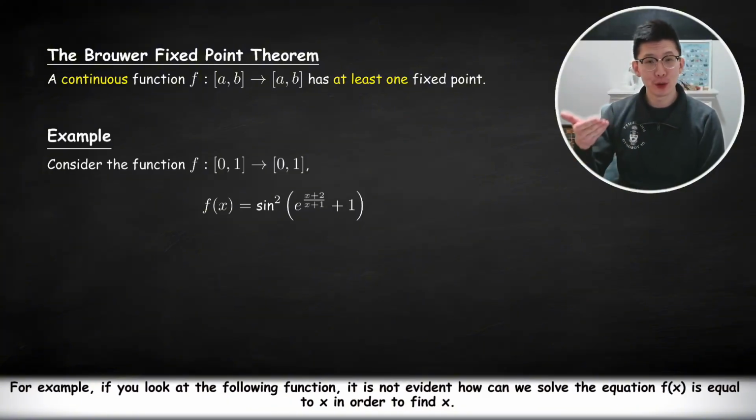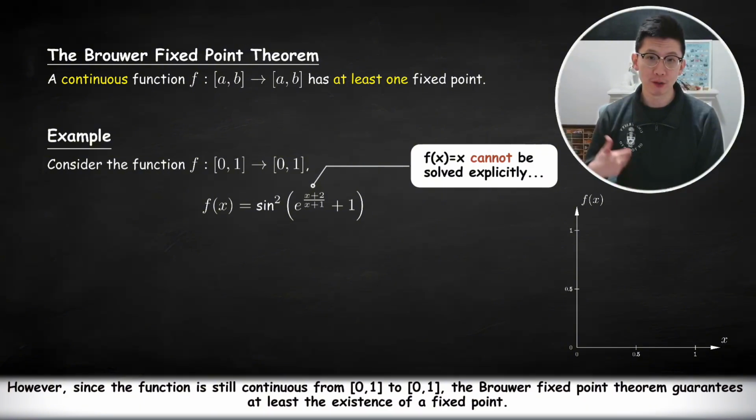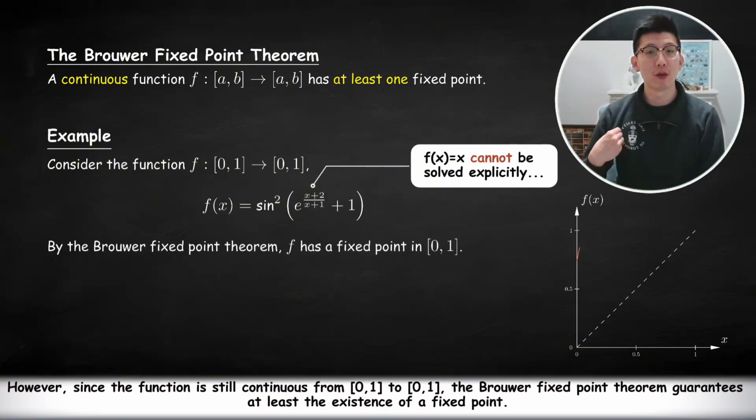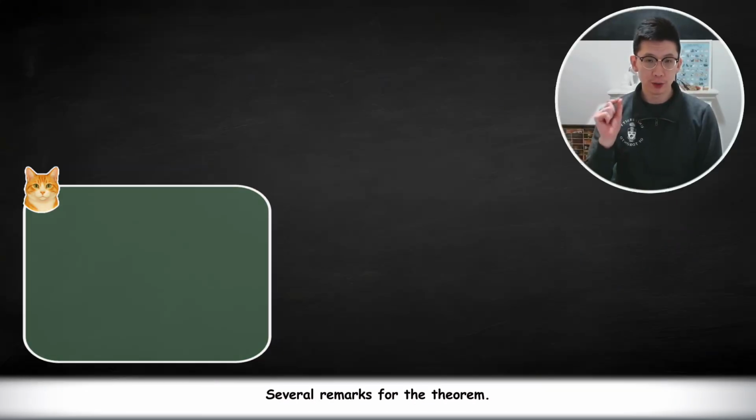For example, if you look at the following function, it is not evident how we can solve the equation f(x) is equal to x in order to find x. However, since the function is still continuous from [0, 1] to [0, 1], the Brouwer fixed point theorem guarantees at least the existence of a fixed point. Several remarks for the theorem.